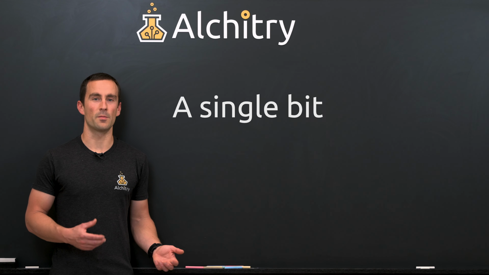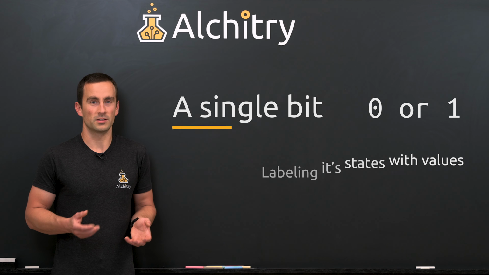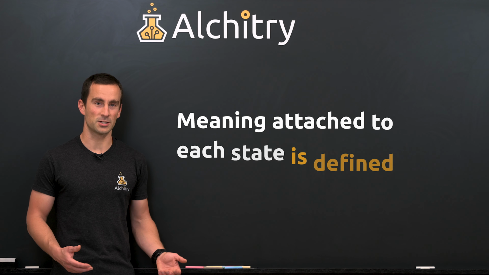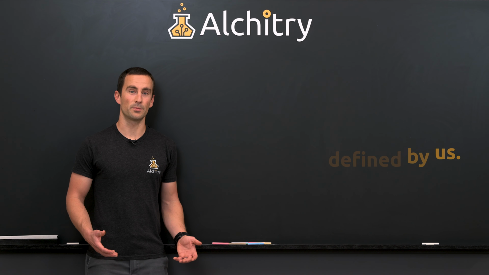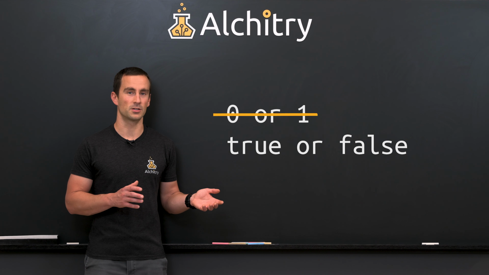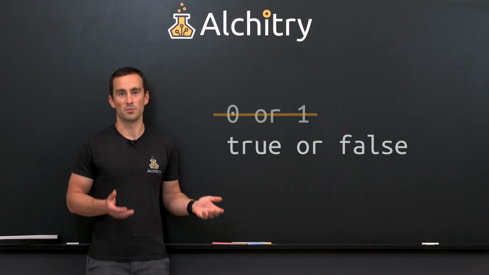Let's start at the beginning with a single bit. You'll often see a single bit represented as a 0 or a 1, but that's already labeling its states with values. A single bit is really just something that has two discrete states. What meaning we attach to each state is up to us. For example, instead of a 0 or a 1, you'll often see the Boolean values of true and false attached to a bit. But the actual physical representation of the bit didn't change, just the meanings we're using.